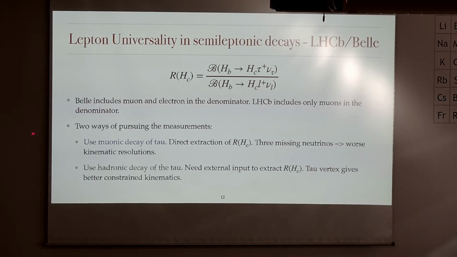Now there are two ways of doing these measurements. We use the muonic decay of the tau, so tau decaying into a muon directly, and we can extract this ratio directly. But then we have at least 3 missing neutrinos, so our kinematics gets really, really diluted. And then we can use the hadronic decay of the tau, so the tau decays into 3 pions and a neutrino. But then we need an external input to extract the ratio, but we get an extra vertex, which experimentally is very convenient.